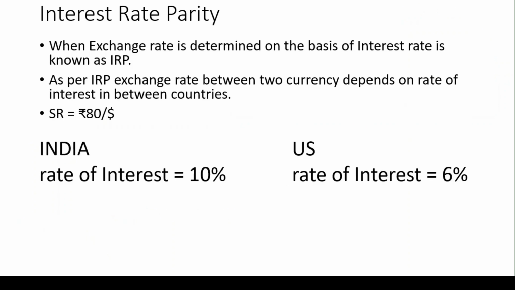Okay, so here is interest rate parity, and what is this theory all about? The theory says that the exchange rate is determined on the basis of the interest rate between two countries, known as IRP. Here we can see that the two countries are India and the United States. The rate of interest in India is 10%, and the rate of interest in the United States is 6%.